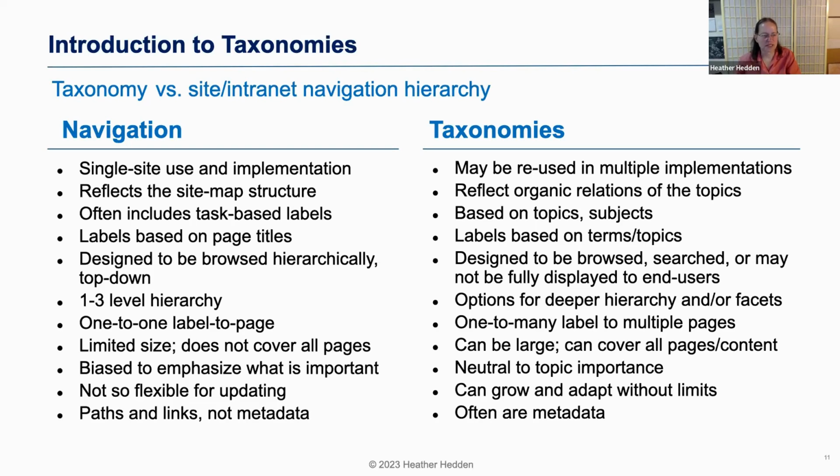But one of the biggest differences in navigation is one-to-one, a label to a page, whereas taxonomy concepts are one-to-many pages or many content items. You get a list of results. And navigation is really kind of limited in size. It doesn't necessarily cover all the pages if you do have a navigation of menus and submenus, whereas a taxonomy should cover all the content. We can't have anything missing. It should be found. Navigation is somewhat biased to emphasize what's important, and a taxonomy should be neutral to topic importance. Navigation is less flexible for updating, whereas taxonomies can grow and adapt without limits.